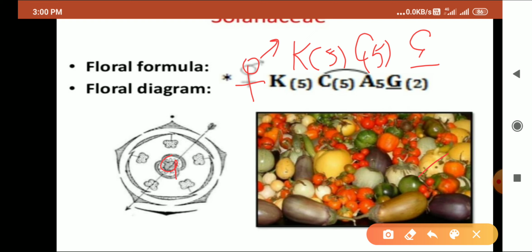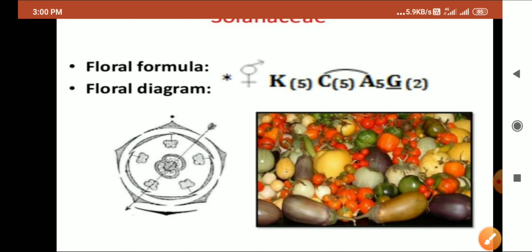Then we will show androecium, and along with androecium, these are the stamens. These are the stamens that arise from this. Here we have the petals, and then we have the sepals, this is a calyx, the outermost wall. This line shows the symmetry.